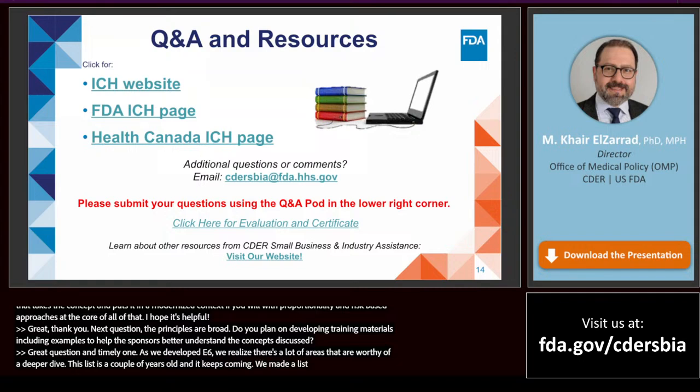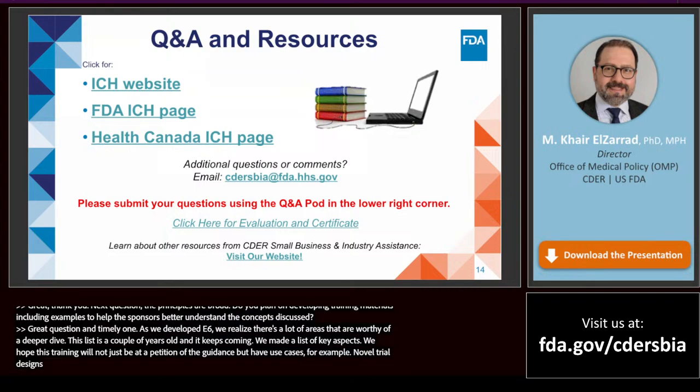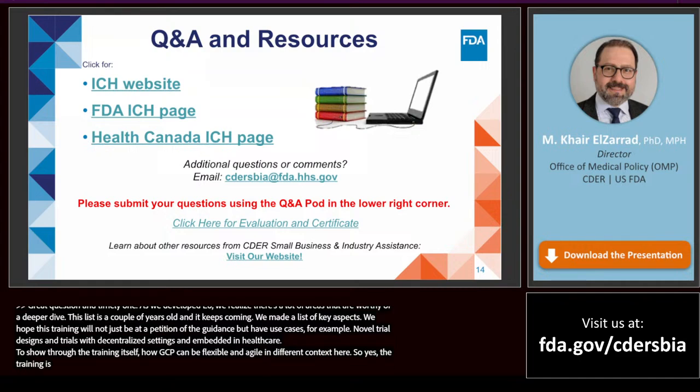We made a list of the key aspects that we would like to address in the training. We're hoping this training will not just be a repetition of what's in the guidance, but it will have use cases, for example, novel trial designs, trials with decentralized settings, trials embedded in healthcare, and to show through that training itself how GCP can be flexible and agile in different contexts. So yes, the training is a primary aspect of what we would like to do, and we're putting quite a bit of onus and hope on the training to complement the guideline itself.